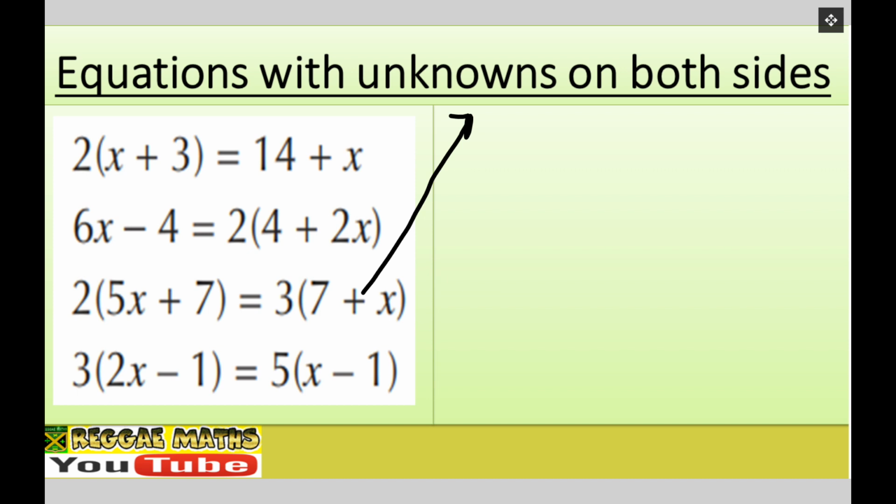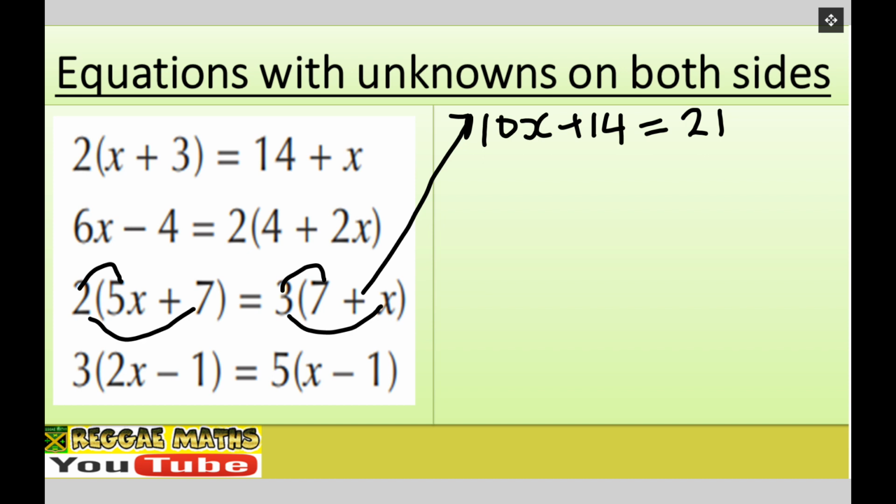Okay, next question. So you do 2 times 5x, so that's 10x. 2 times 7, that's 14, equals to 3 times 7, that's 21. 3 times x, that's 3x. Right, and then go through the process again. So you got taking 14 from both sides, and the process is keep the numbers on one side, keep the letters on one side. That's the aim.